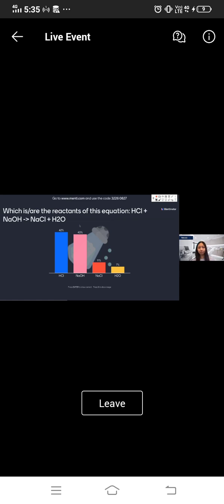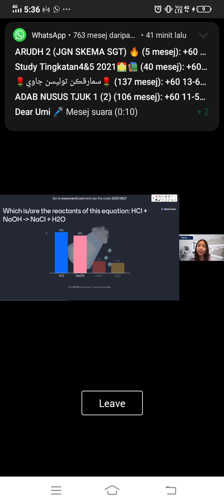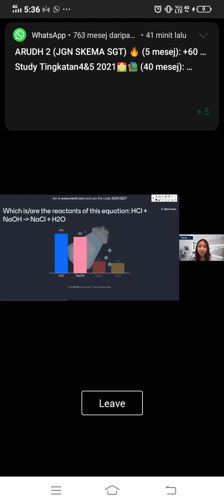All right, let's stop here. And the answer is hydrochloric acid and sodium hydroxide. So basically the reactants are the stuff reacting together. Usually it's on the left side of the arrow, the tail end of the arrow. So hydrochloric acid is reacting with sodium hydroxide to make sodium chloride and water. So hydrochloric acid and sodium hydroxide are the reactants, whereas sodium chloride and water are the products. So the first two are making the next two.